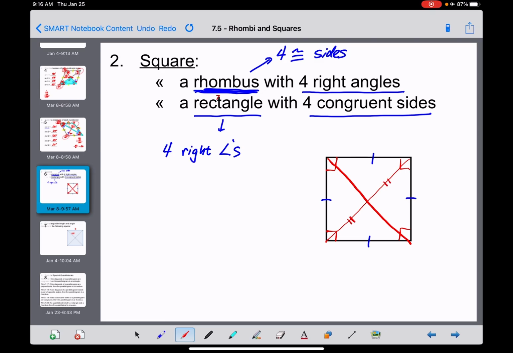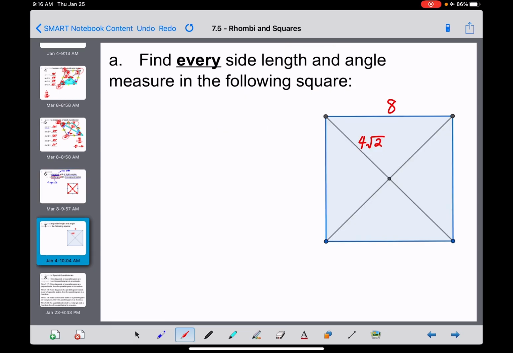Now, because a square is also a rectangle, the diagonals are congruent, so I can put a double tick mark on all 4 of those little half diagonals right there. So there's symmetry all over the place in a square right here. And that actually makes square problems relatively easy to solve. So I only have one example for you guys here.